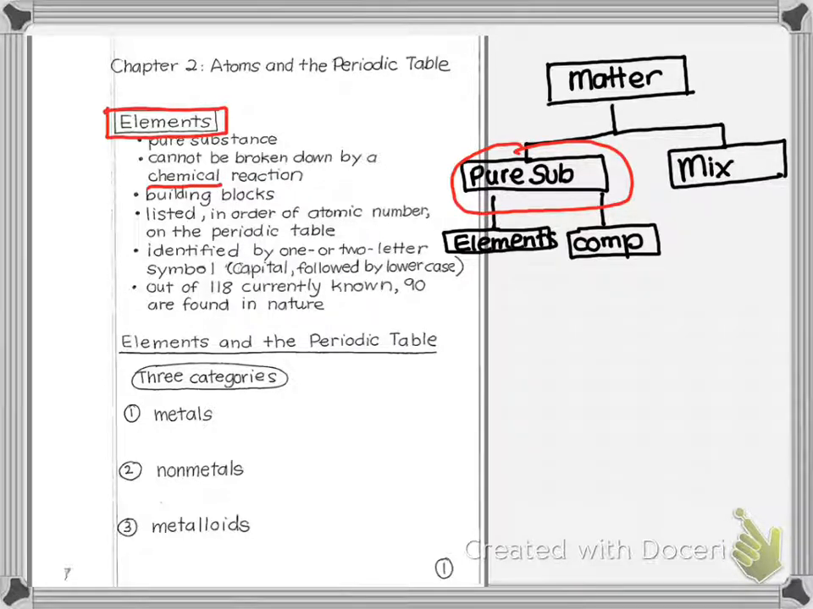Now elements are the building blocks of matter, and they're listed right here in order of something called the atomic number, which we will learn about in just a little bit. So on the periodic table, the elements are listed in order of their atomic number. And how we identify them is by one or two letter symbols. So for example, we could have calcium, that would be the name of the element, and it would have a symbol on the periodic table that is just Ca.